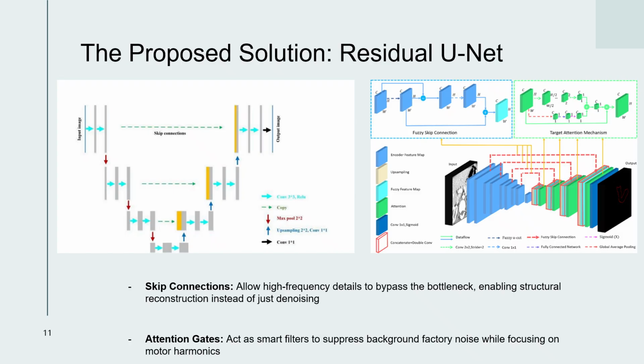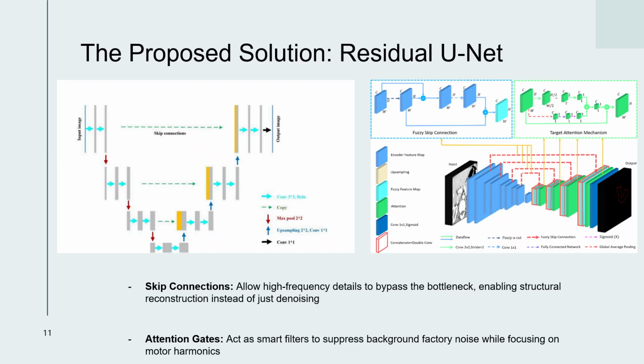To solve this disappearing fault problem, we look outside the field of acoustics. We found our answer in biomedical imaging, specifically the U-Net architecture. Originally, U-Net was designed to segment tiny tumors in MRI scans of the human brain. So why does this fix our problem? Just like a doctor needs to see the sharp edge of a tumor without blurring, we need to see the sharp edge of a signal gap without the smoothing.